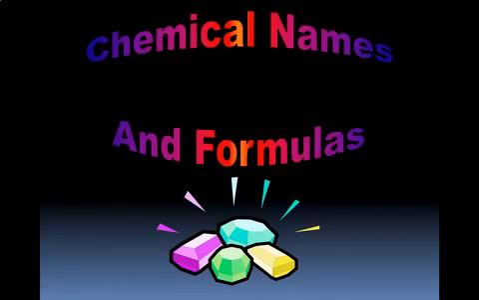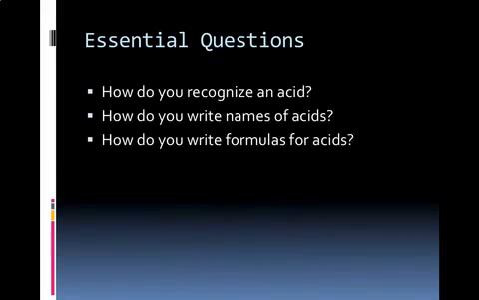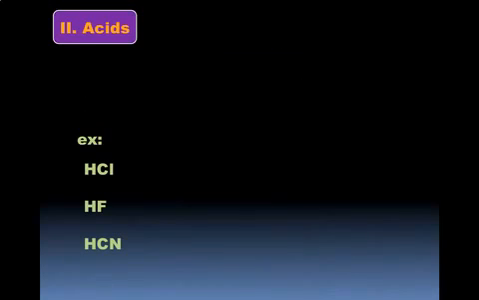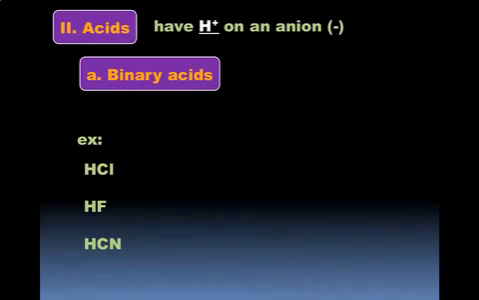The topic for this video is chemical names and formulas. The essential questions are: how do you recognize an acid, how do you write names of acids, and how do you write formulas for acids? So to recognize an acid, it has to have a hydrogen paired with an anion. We have two types of acids.